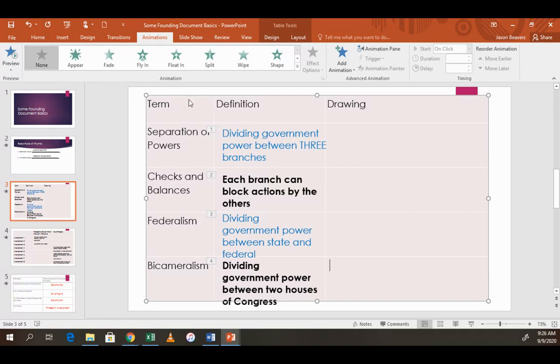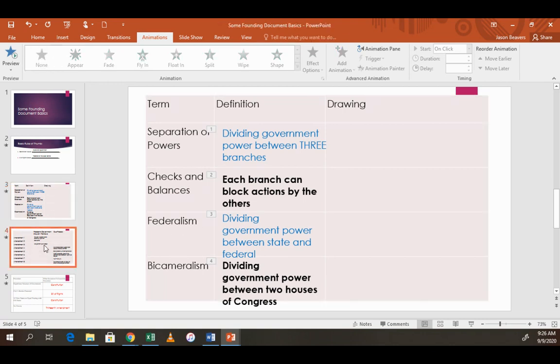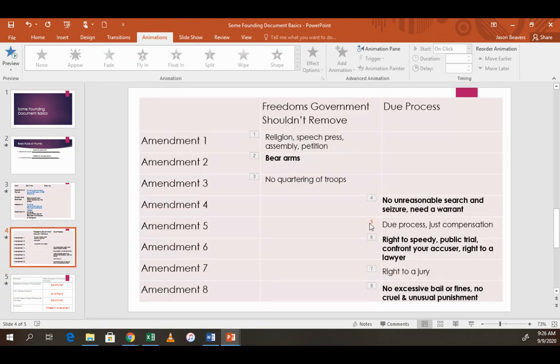So again, this is about government structure. If you look at your drawings, you'll be able to see it kind of looks like the blueprints of a house. Then we get to the Bill of Rights. The Bill of Rights are about rights.